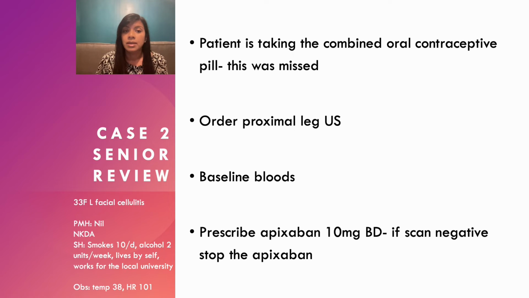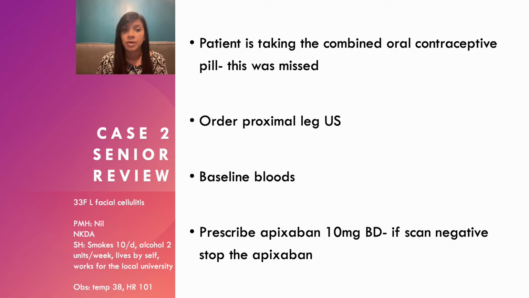It wasn't in the original medical history or drug history. So she has said, we need to take a proximal leg ultrasound because we need to see if there is a clot there, and we need to take some baseline bloods. Because this patient has a really high risk of a DVT, the safest thing to do is to prescribe her something to anticoagulate her. And then if the scan comes back negative, we can stop that.